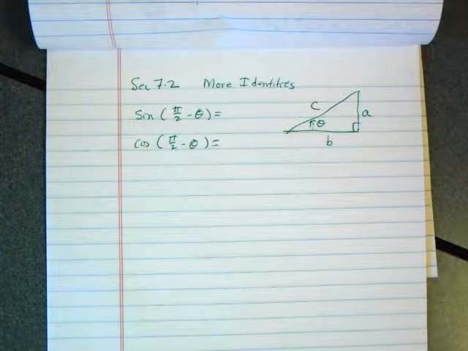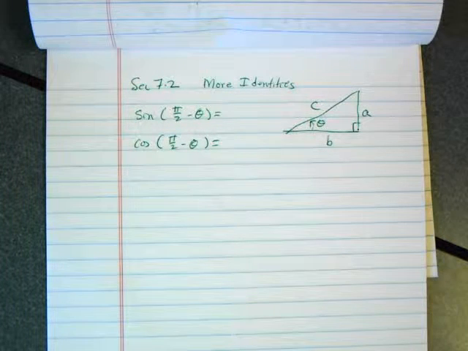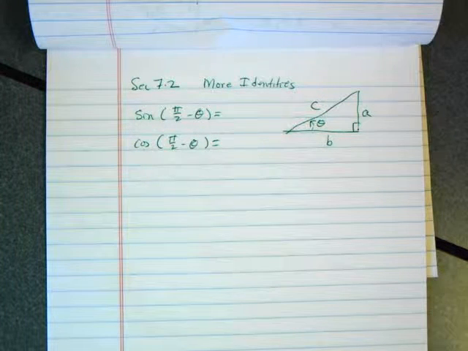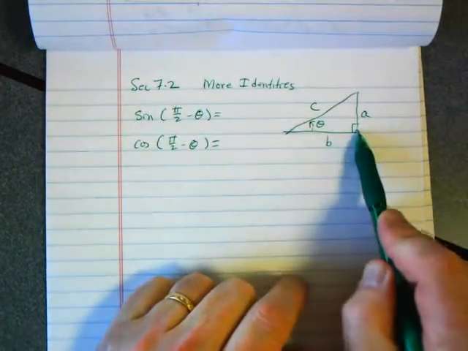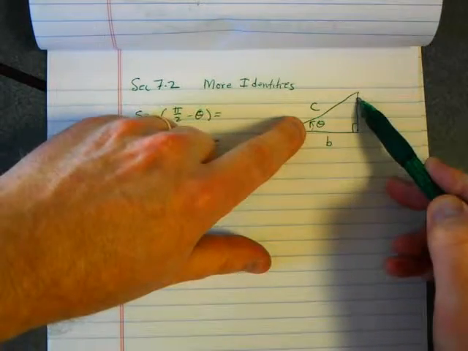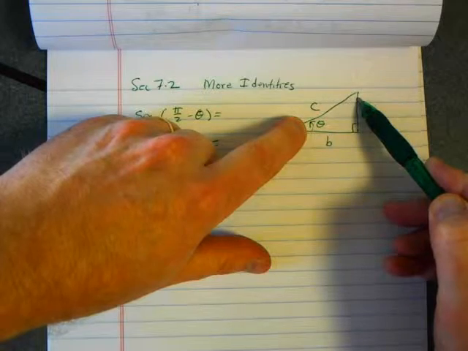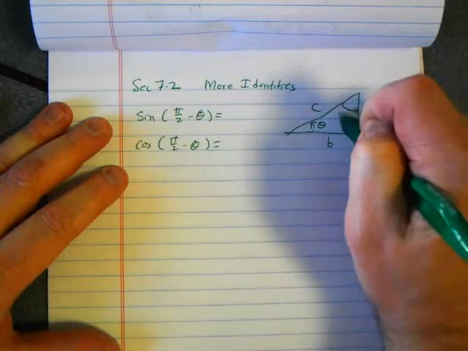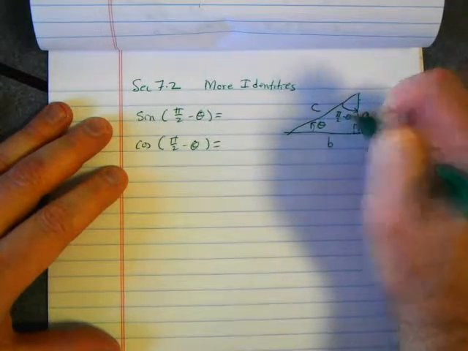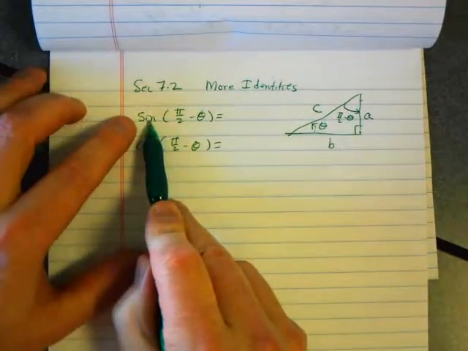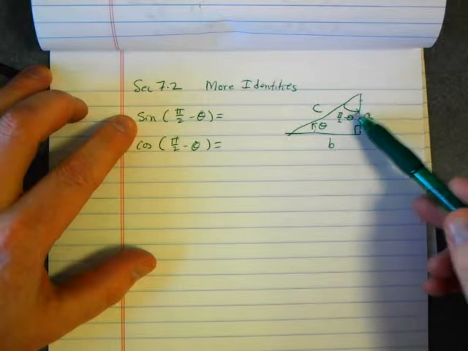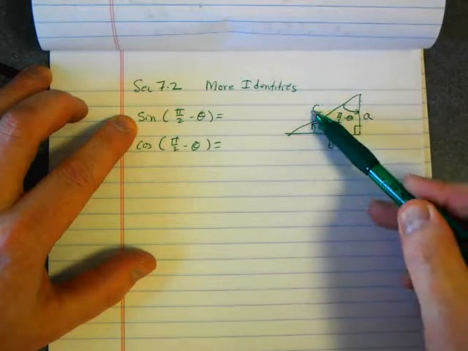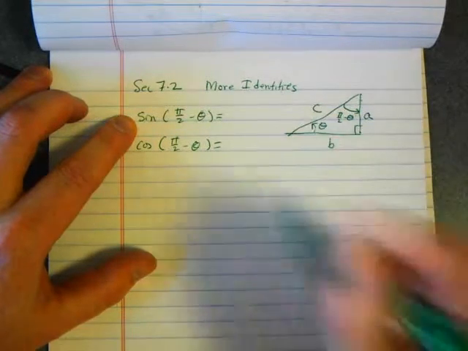Where's the angle pi over 2 minus theta? It's the top angle, because if this is 90 degrees, these two angles have to add up to 90 degrees, and 90 degrees is the same as pi over 2 radians. So this angle up here would have to be pi over 2 minus theta. So what's the sine of that angle? What's the sine of pi over 2 minus theta? B over C, which is the same as cosine of regular old theta.